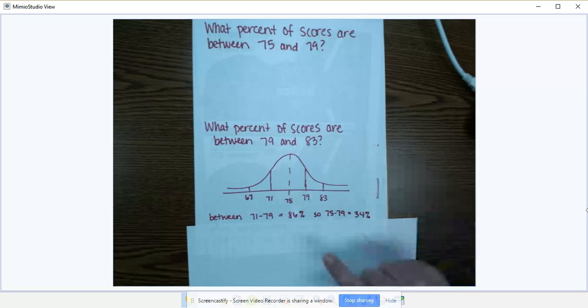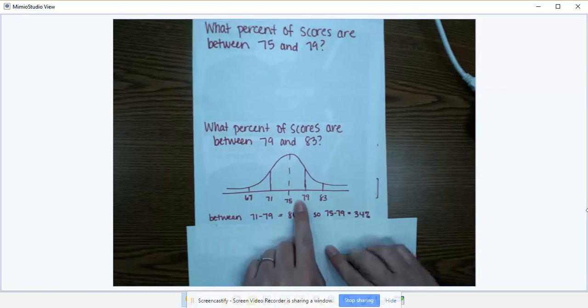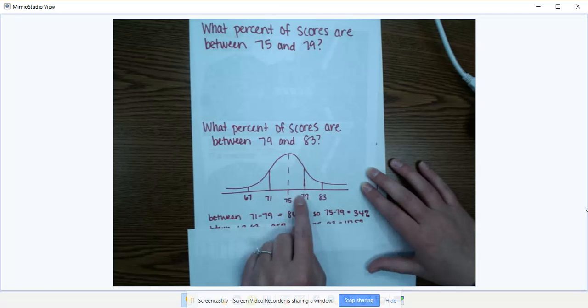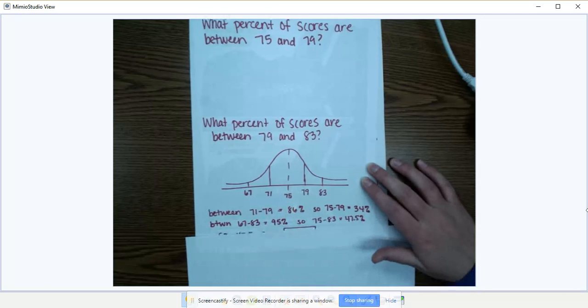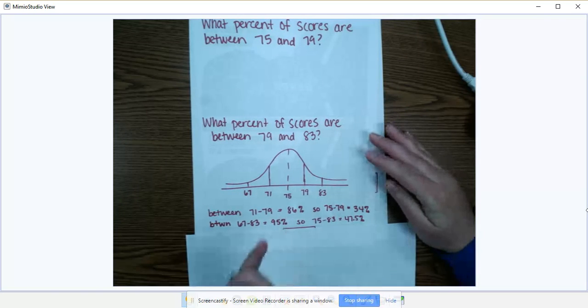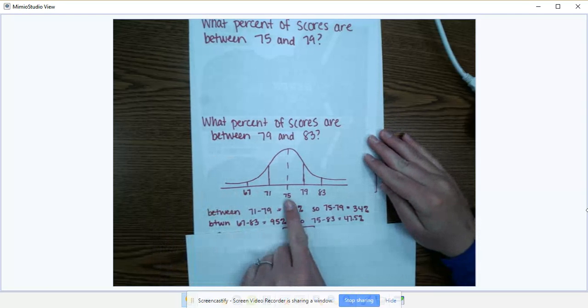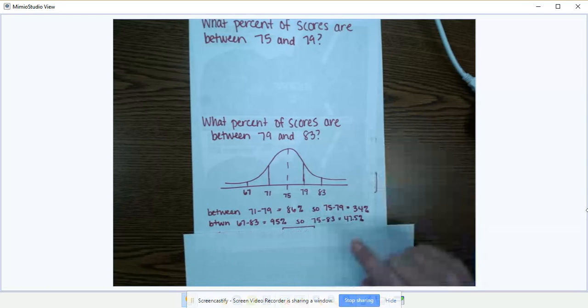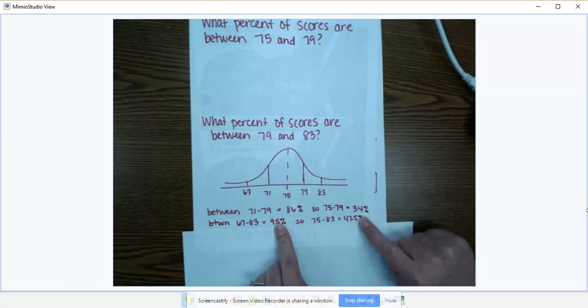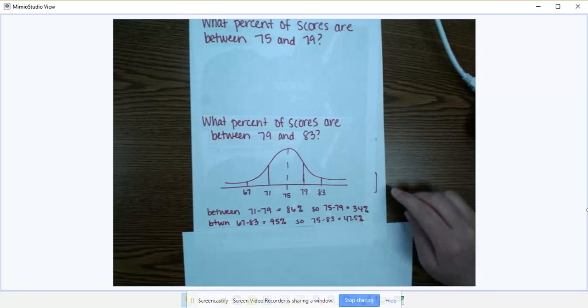Between 71 and 79, that's 68% of our data. That means between 75 and 79, hopefully you got 34%. So we have 34% of data values between 75 and 79. Between 67 and 83, we already said was 95%. Well, we're not worried about the left half. We're only primarily worried about the right half of our data. So between 75 and 83, that'd be 47.5%. I just divided both 68 and 95 in half to get these 34 and 47 and a half.